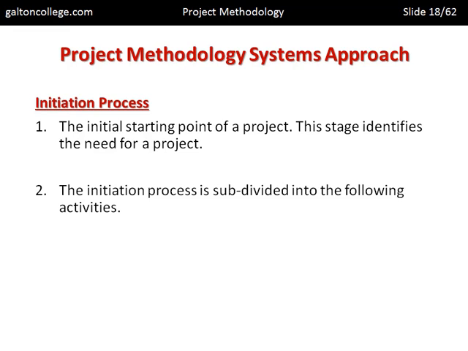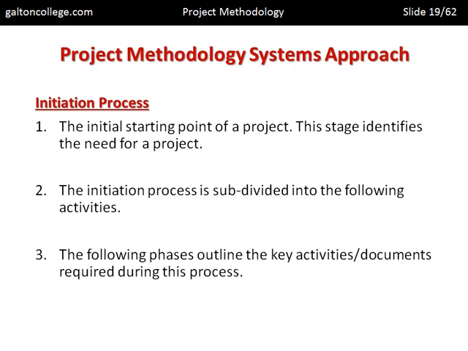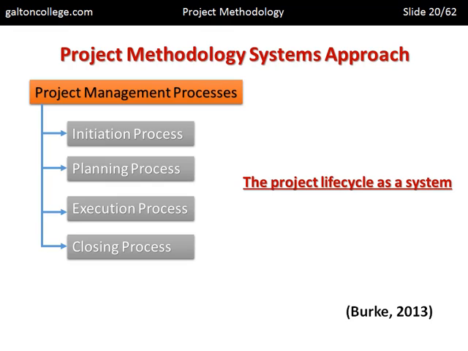The initiation process is subdivided into the following activities. The following phases outline the key activities or documents required during the process. And these activities are the initiation process, the planning process, the execution process, and the closing process, as we spoke about earlier. And that really shows the project life cycle as a system. So it comes into existence, it's planned, it's executed, it's delivered, and then it's closed off.